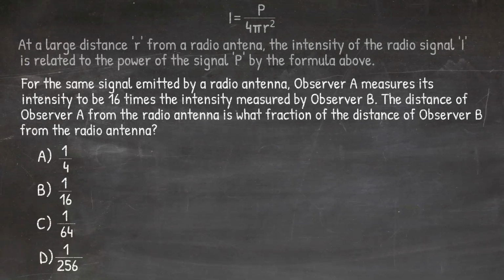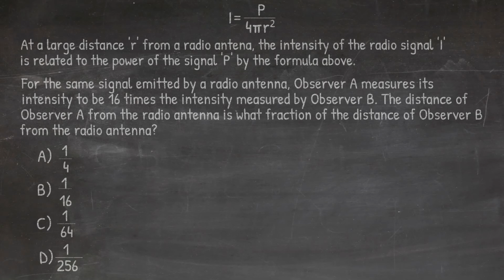At a large distance r from a radio antenna, the intensity of the radio signal I is related to the power of the signal P by the formula above. For the same signal emitted by a radio antenna, observer A measures its intensity to be 16 times the intensity measured by observer B. The distance of observer A from the radio antenna is what fraction of the distance of observer B from the radio antenna?